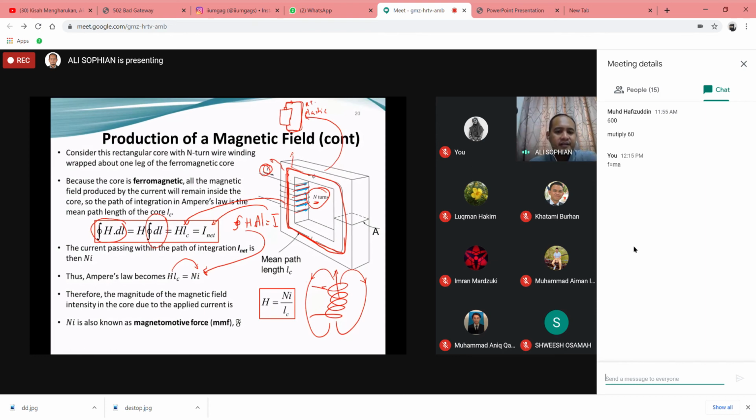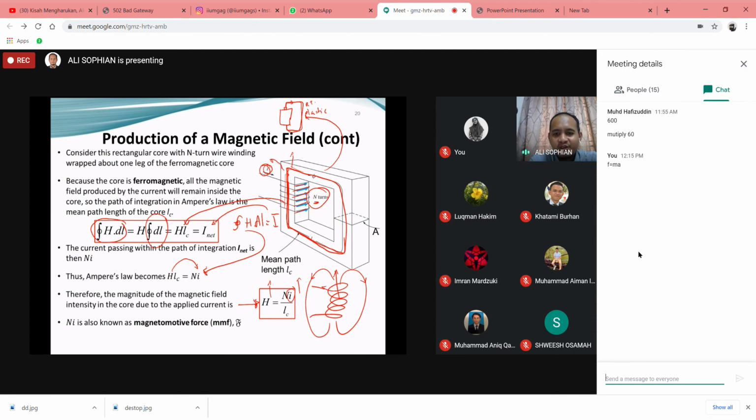Okay, and therefore the magnitude of the magnetic field intensity in the core due to the applied current is equal to this. So what do you have to do with the current if you want to increase the magnetic field intensity? Increase. Yes, you need to increase the current. So if you increase the current, the magnetic field intensity will be higher.